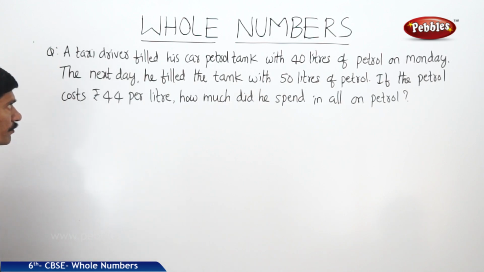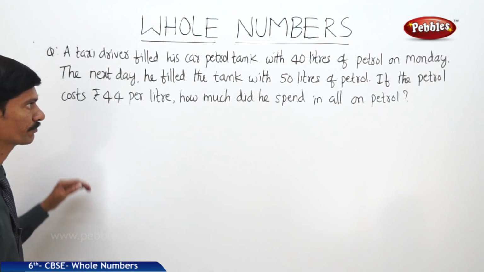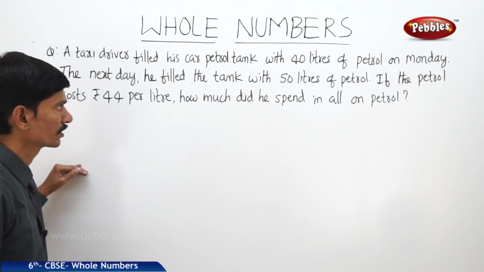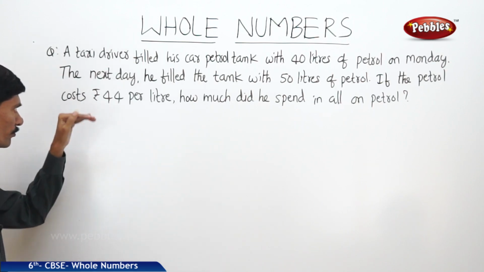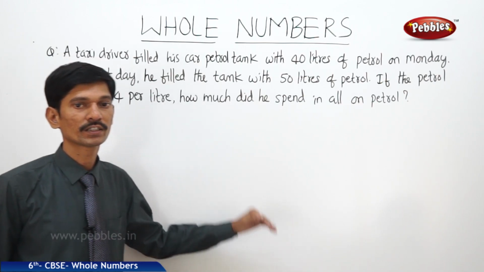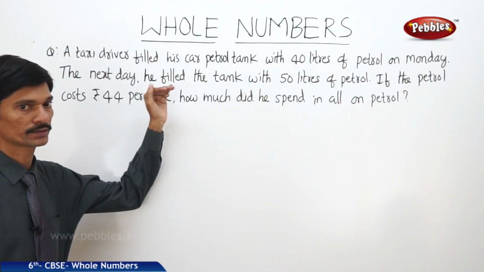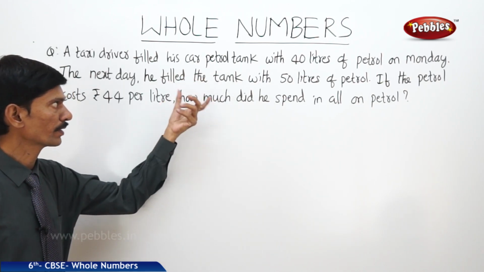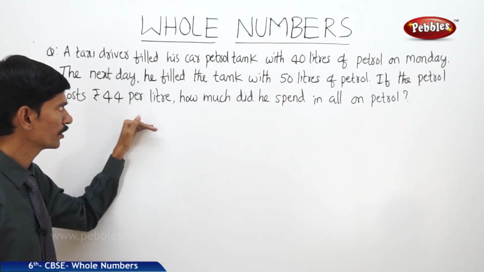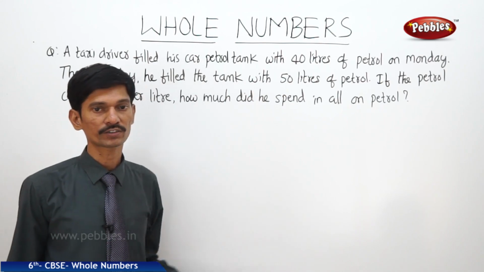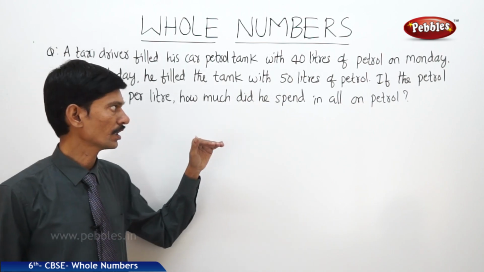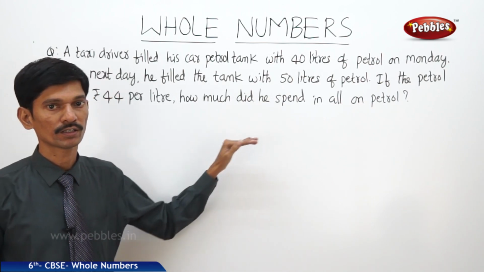A taxi driver filled his car petrol tank with 40 liters of petrol on Monday. The next day he filled the tank with 50 liters of petrol. Then if the petrol costs 44 rupees per liter, how much did he spend in all on petrol? Here the taxi driver filled the car petrol tank with petrol. On Monday he filled the tank with 40 liters of petrol. On the next day, Tuesday, he filled the tank with 50 liters of petrol. And the cost of petrol per liter is given as 44 rupees. So what is the amount spent by the taxi driver on petrol?